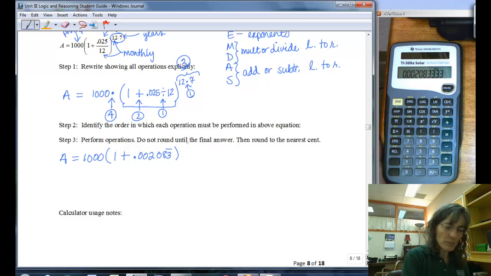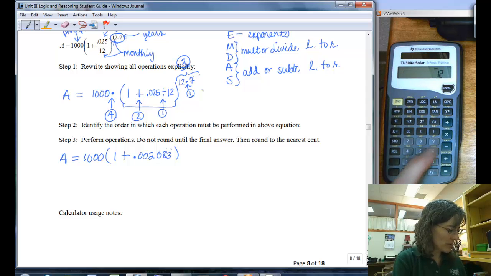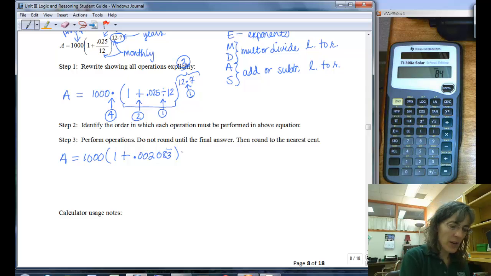And then I also said we should do that 12 times the 7. If you know that in your head or you can calculate it by hand, that's fine. Otherwise, you can do 12 times 7 on your calculator and write down that 84. And now I'm going to go back and redo where I have this division here. So 0.025 divided by 12 equals, and I get that same number that I had before.